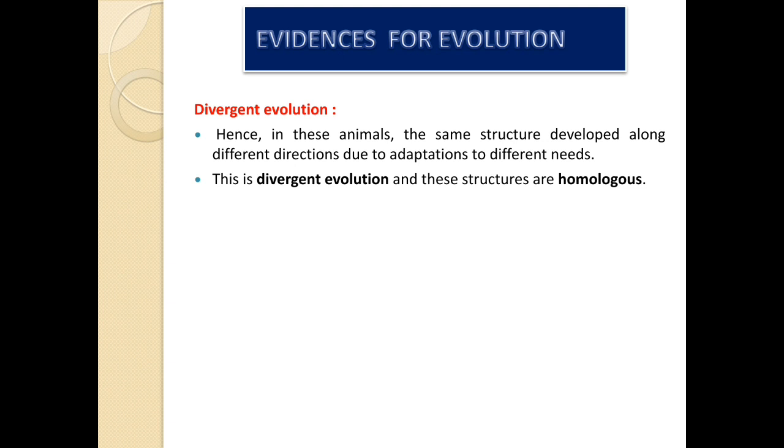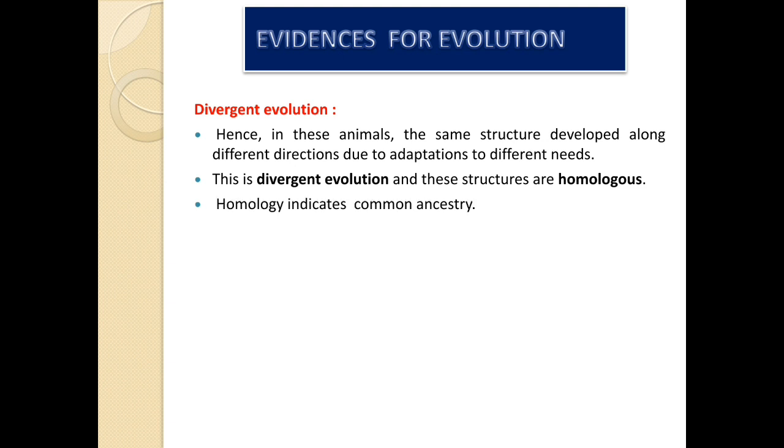So if somewhere the same structure starts to develop along different directions to show adaptation, then this is known as divergent evolution, and these structures are called homologous organs. Now see, the hand of a human, the forelimb of a cheetah, the forelimb of a bat, the forelimb of a whale, all are known as homologous organs. Why? Because they have the same structure but their functions are different. The pattern of structure is the same but they perform different functions.